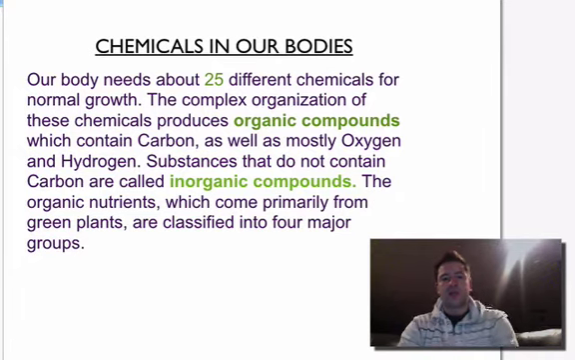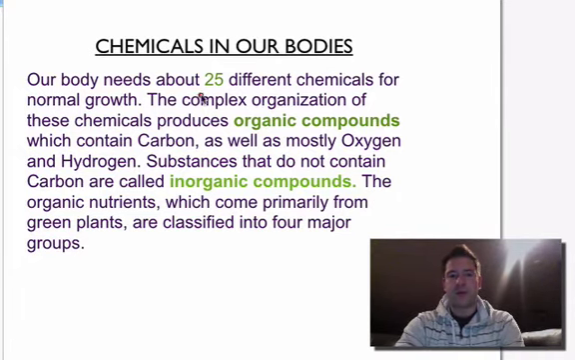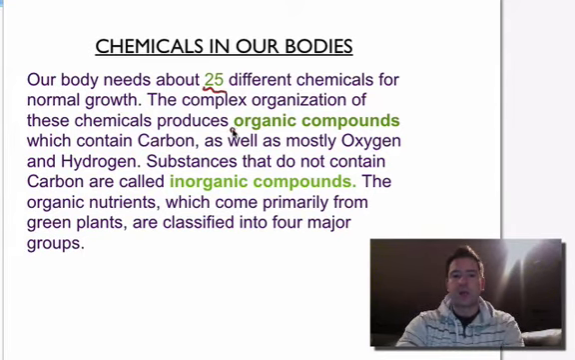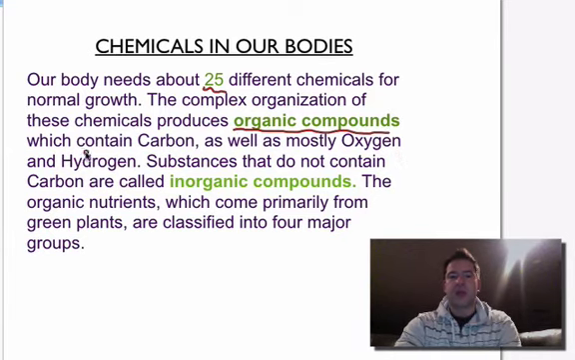Chemicals in our bodies: our body needs about 25 different chemicals for normal growth. So we have this complex organization of both what we call organic compounds and inorganic compounds. So what are organic compounds? That's the main focus today. We'll touch base a little bit on inorganic, but what are organic compounds? Well, the key here is that they contain carbon.